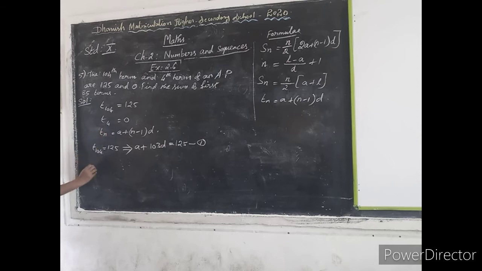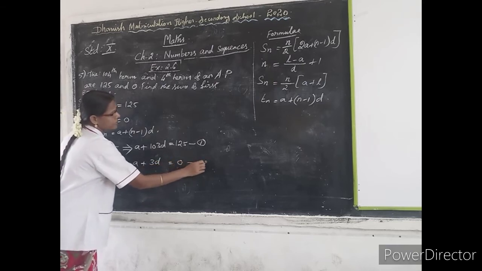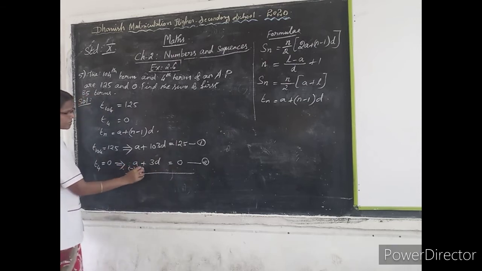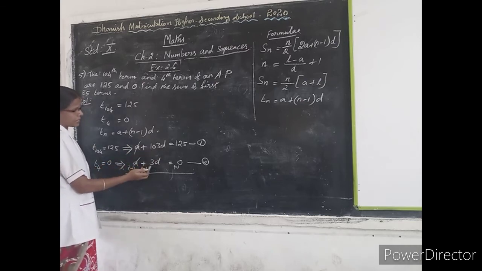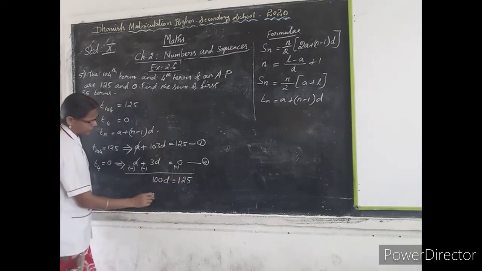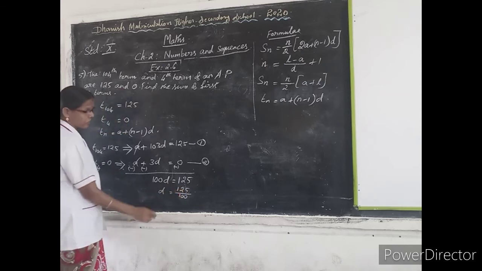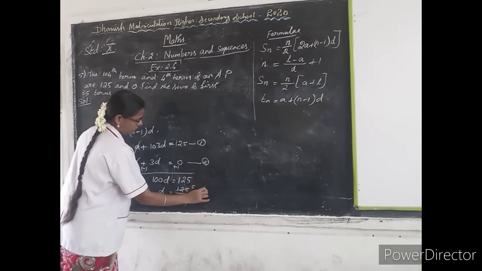So next, T4 is equal to 0, which implies a plus 4th term, that is a plus 3d is equal to 0. This is our second equation. Now solve 1 and 2. Change the sign: minus, is minus, is minus. So plus a minus a gets cancelled, 103 minus 3 is 100, d is equal to 125. Therefore, d is equal to 125 divided by 100. Cancel by 25: 4 times, here 5 times. So, d is 5 by 4.